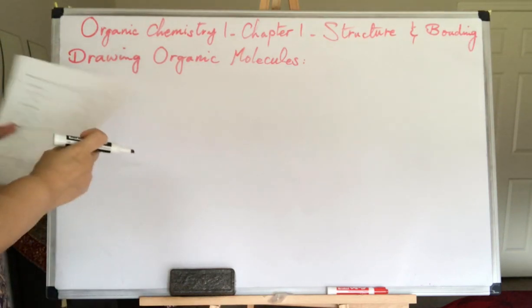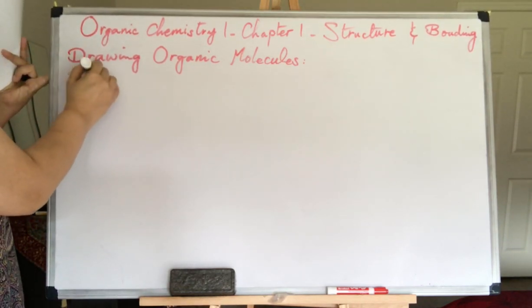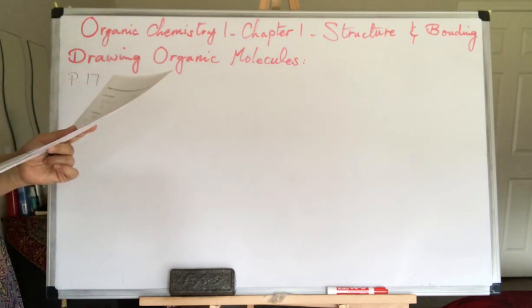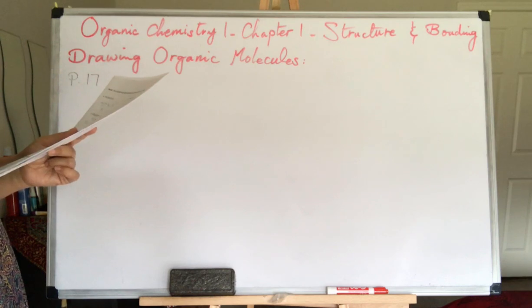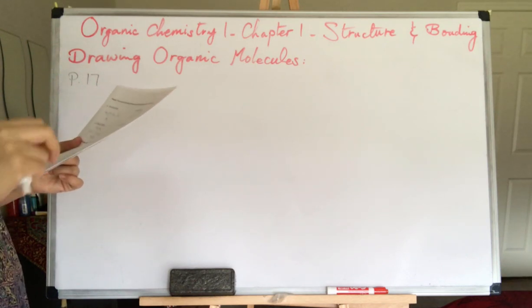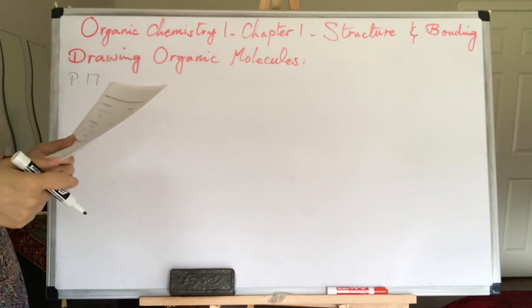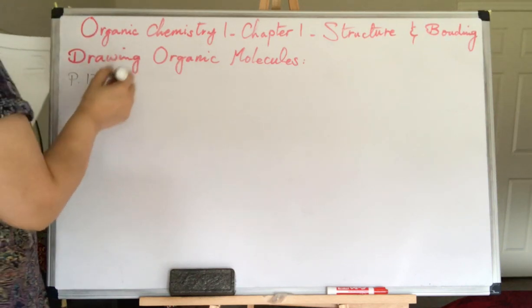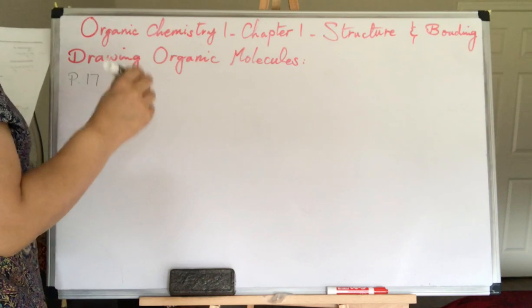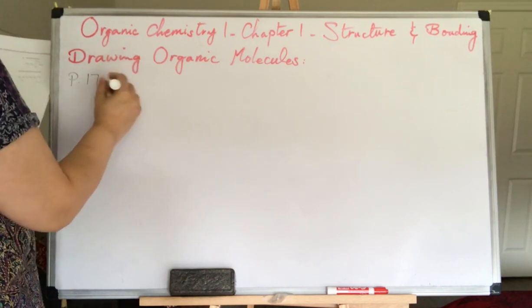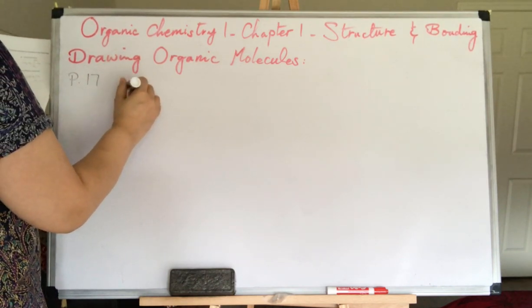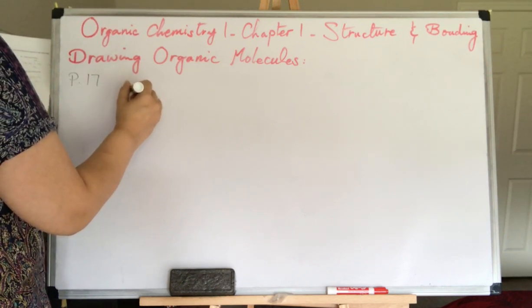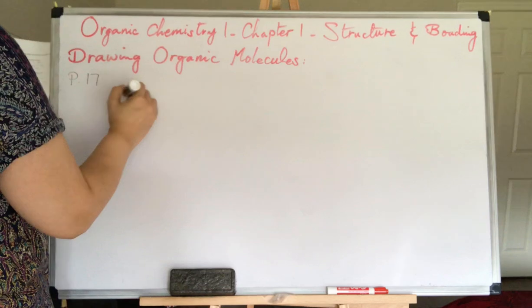Okay, let's work on some examples on page 17. This practice, the first one, is asking for drawing molecular formula, line bond structure, and skeletal structure for the following compounds. I'm not gonna work on all of it. I will leave some of them for you to practice. Let's work on, I would say, C and D.